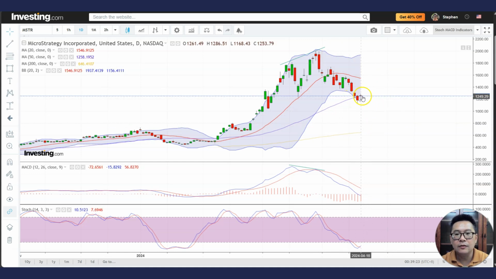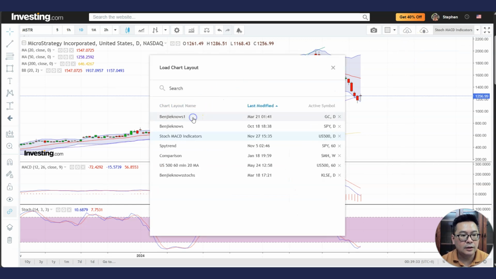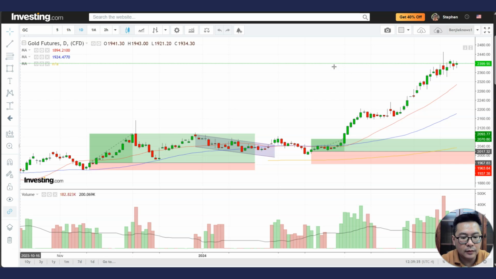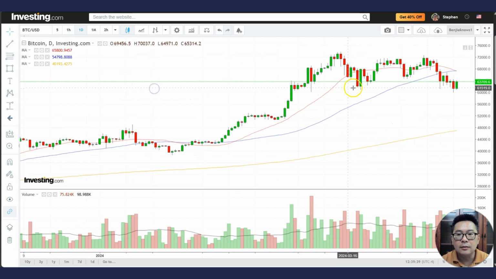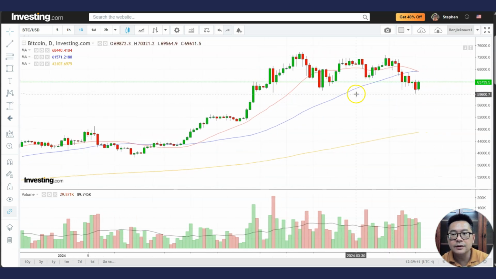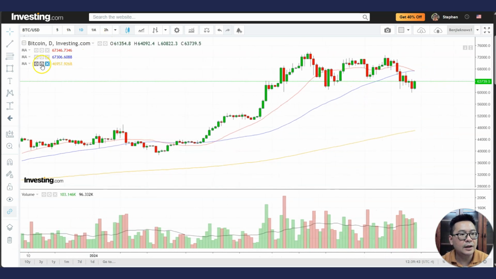So you might want to wait for a few more days to see what is going to happen to MicroStrategy. And of course, it's also very important for us to continue to look at Bitcoin. Okay, because from what I know, MicroStrategy owns about 1% of Bitcoin.